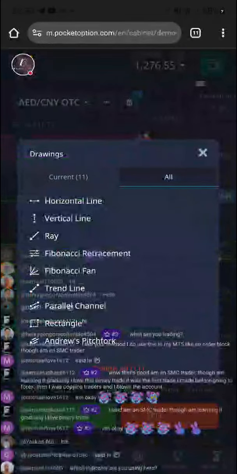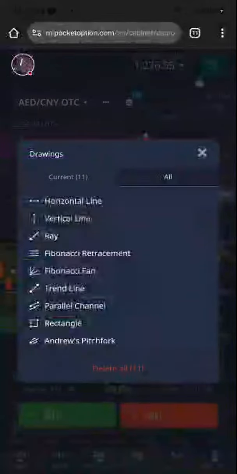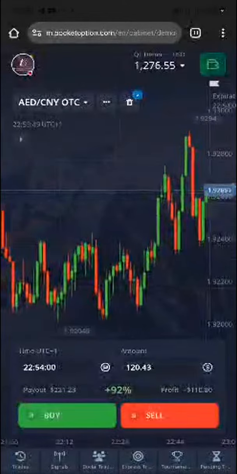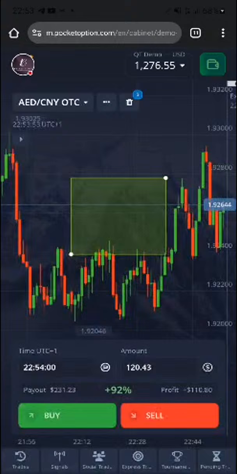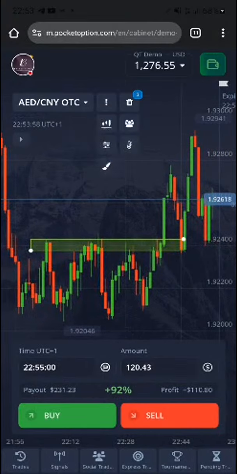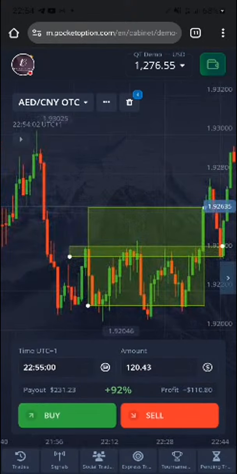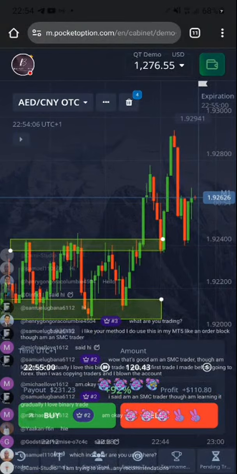Which indicators are you using? I actually don't use indicators. In fact, let me clear the whole thing. I'm not using indicators. What I actually teach, the strategy I teach, is called candlestick psychology. You understand? It's when you read the candlesticks and you make informed decisions based on what you are reading. Actually, that's what I teach my students.